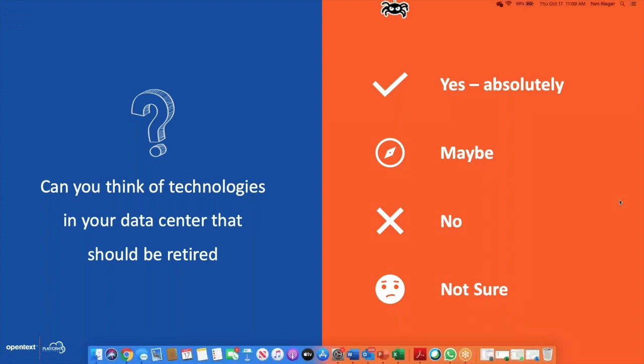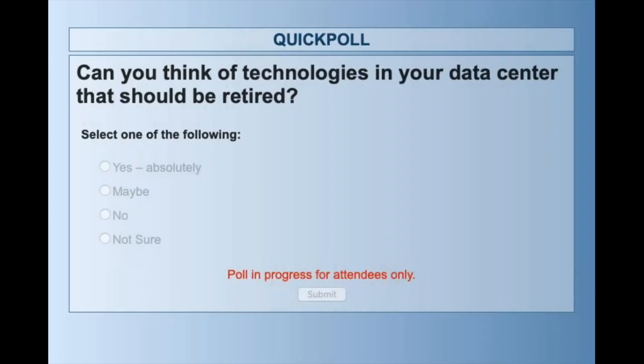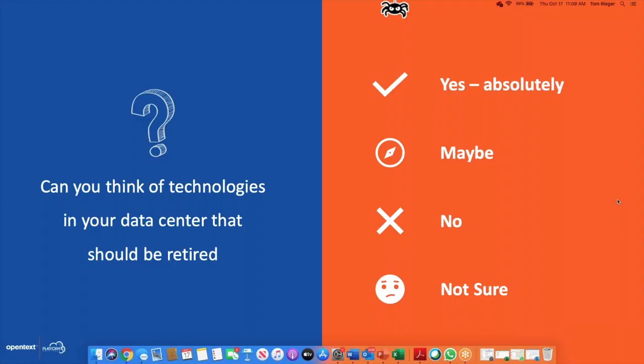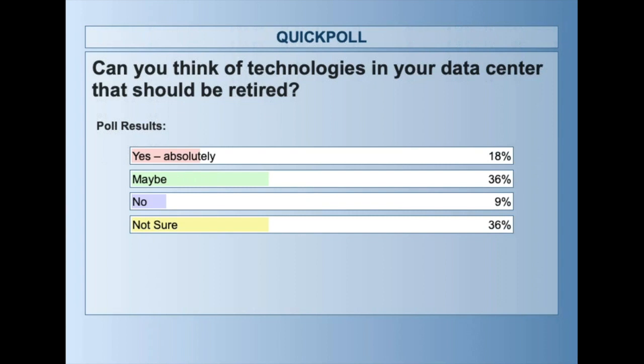So we have a quick questionnaire here. Do you think you have technologies in your data center that should be retired? Wow. A lot of maybes, quite a few absolutes, and some folks that are not sure.